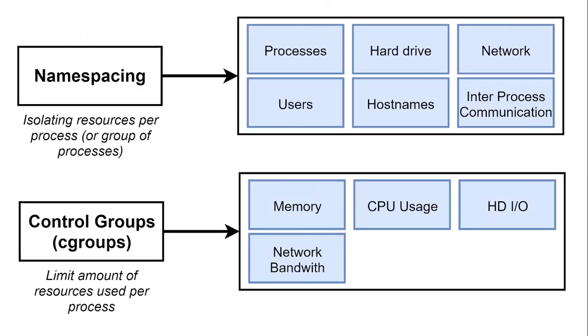Right? Now, these things are pretty easy, but what exactly are namespacing and control groups? Using namespacing, we can isolate resources per process or a group of processes. And using control groups, we can limit the amount of resources used per process.